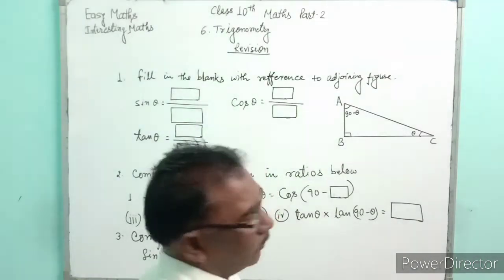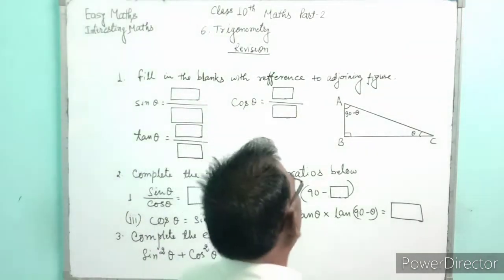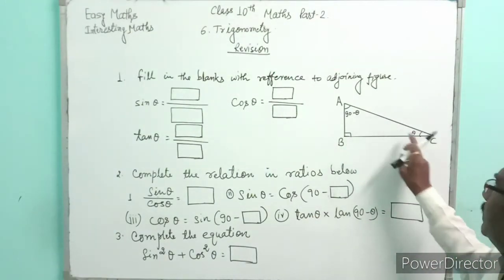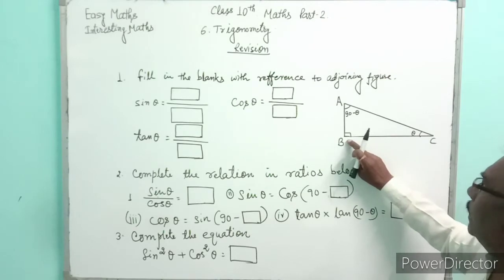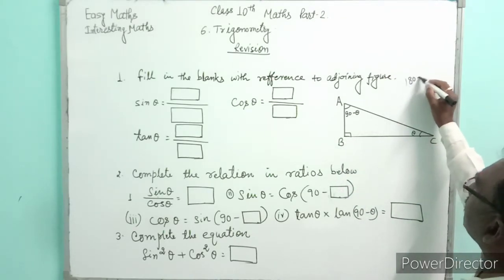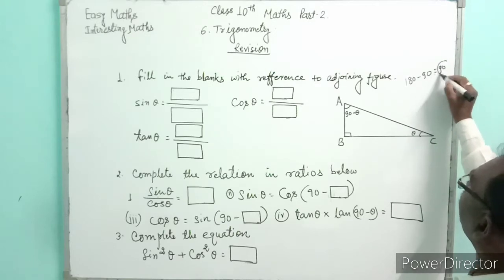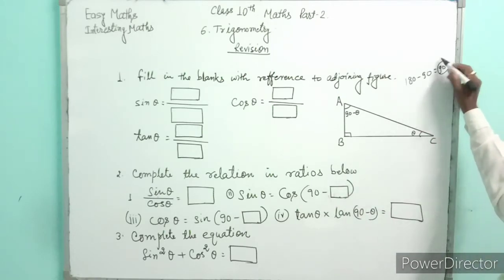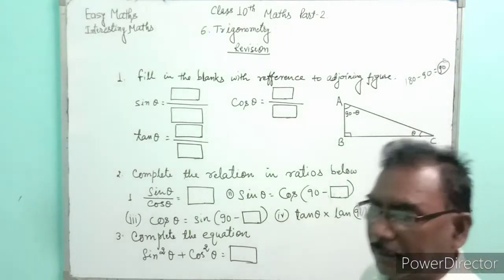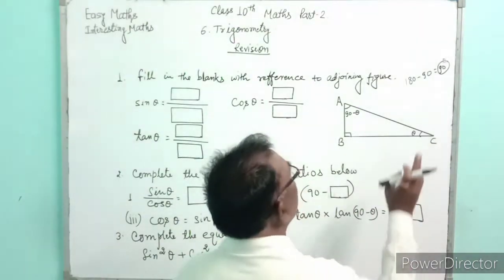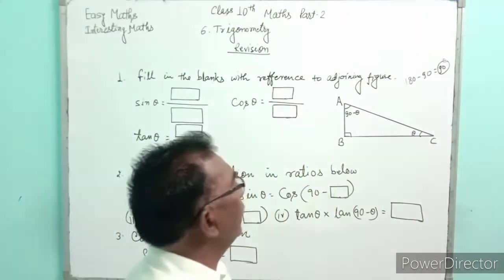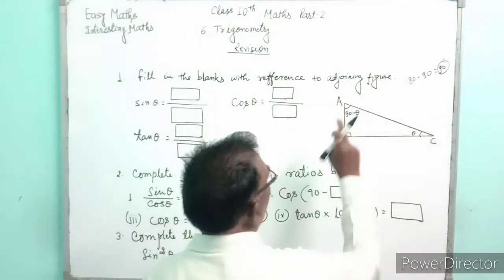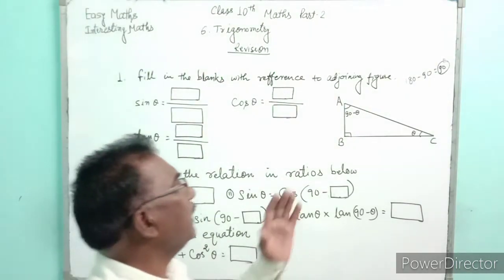In any triangle, the sum of the measures of all angles of a triangle is equal to 180 degrees. Out of three angles, one angle is a right angle. Therefore, 180 minus 90 is equal to 90 degrees. So, the sum of the measures of these two angles is 90 degrees. Therefore, these two angles are acute angles. Let the measure of angle C be theta degrees, or angle C is equal to theta. Therefore, angle A is equal to 90 minus theta.